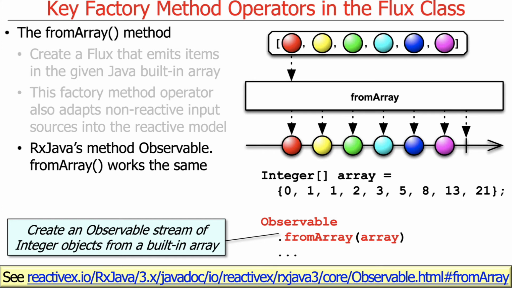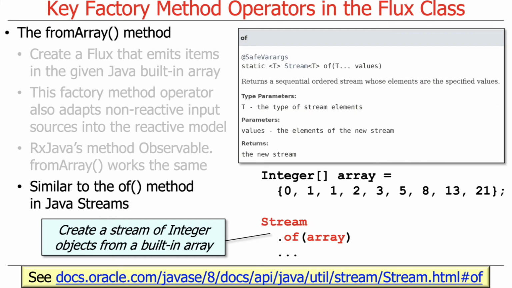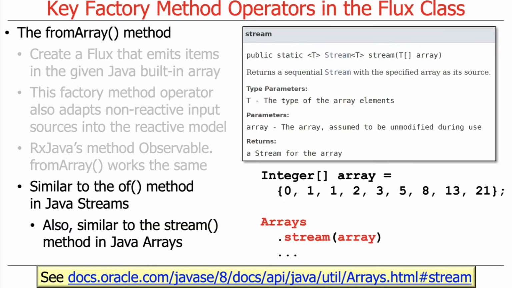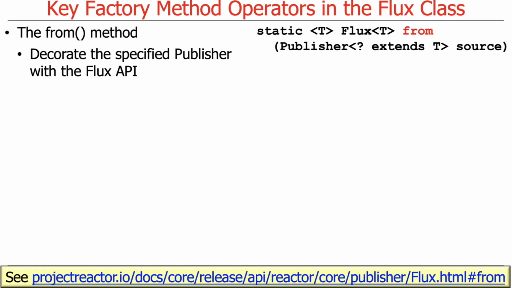There's a fromArray method in RxJava's observable that works exactly the same way. And this is also very similar to the of method that is used in Java streams, as we saw. So if you have a built-in array, you can use of on it, and it will turn that into a Java stream. There's also yet another way of doing this with Java. You can use the Arrays utility class and the stream method, so you can give it an array and it'll convert that into a stream. So again, just variations on the same theme.